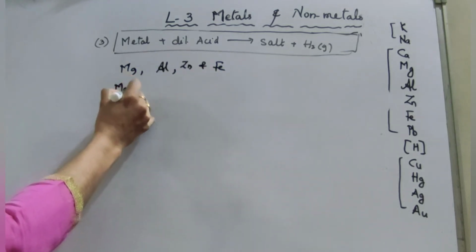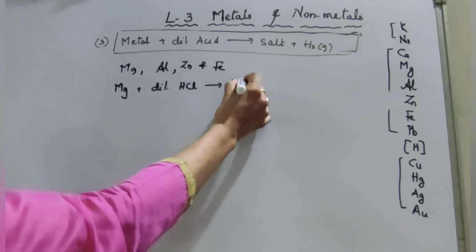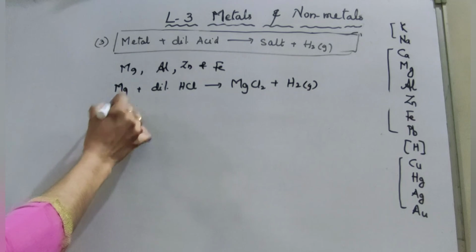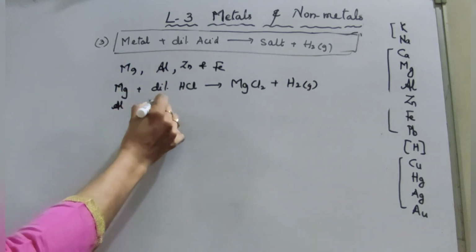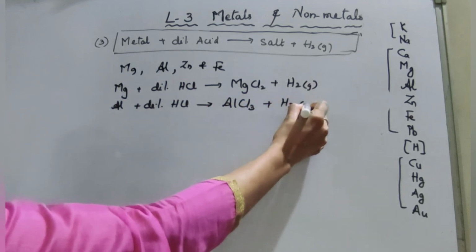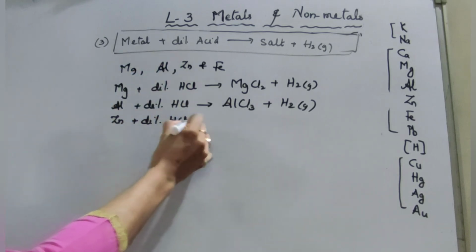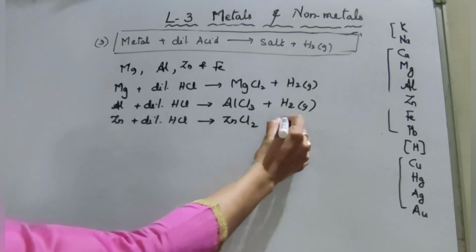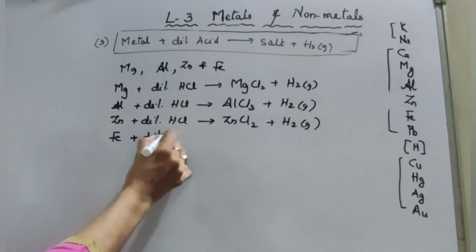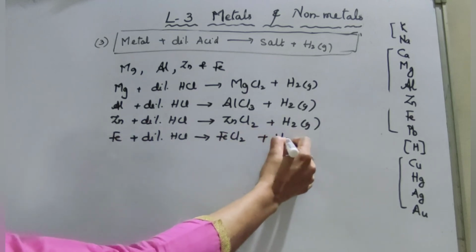Magnesium reacts with dilute acid, which we take as hydrochloric acid, to form magnesium chloride plus hydrogen gas. The next metal is aluminum. Aluminum reacts with dilute HCl to form AlCl3 plus hydrogen gas. In the case of zinc, zinc reacts with dilute HCl to form zinc chloride plus hydrogen gas. And the next member is iron. Iron reacts with dilute HCl to form iron chloride, ferrous chloride, and hydrogen gas.